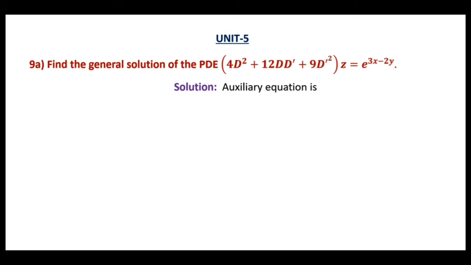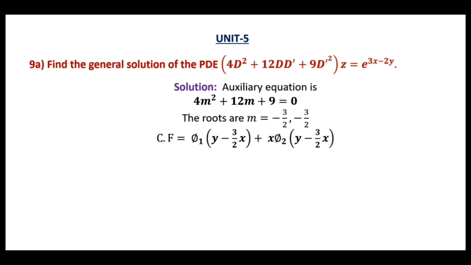First we need to find the complementary function. Write the auxiliary equation: D is replaced with m and D' replaced with 1, and equating it to 0. That operator form becomes 4m² + 12m + 9 = 0 as the auxiliary equation. It is a quadratic equation. It has repeated roots, −3/2, and the complementary function in terms of arbitrary function.